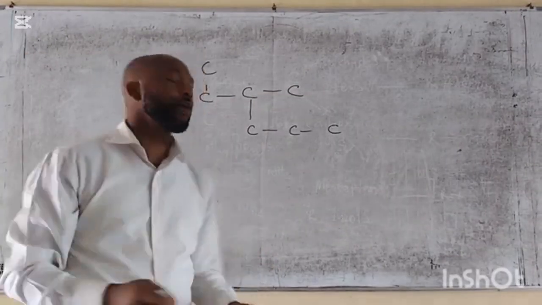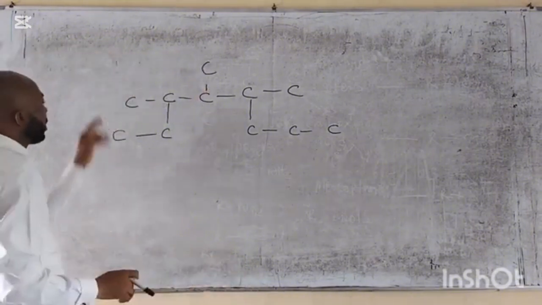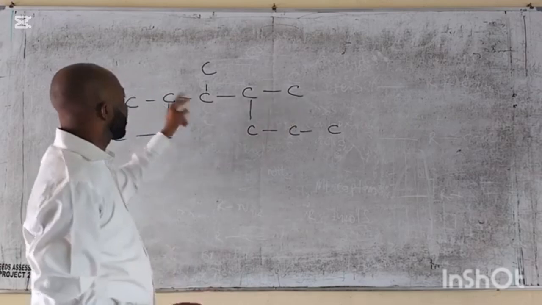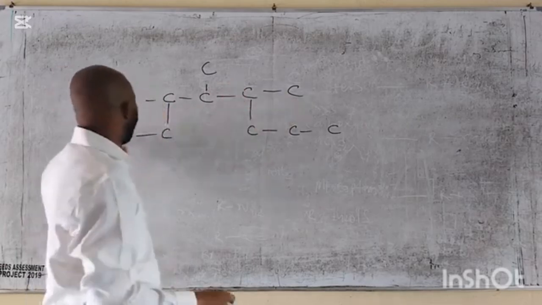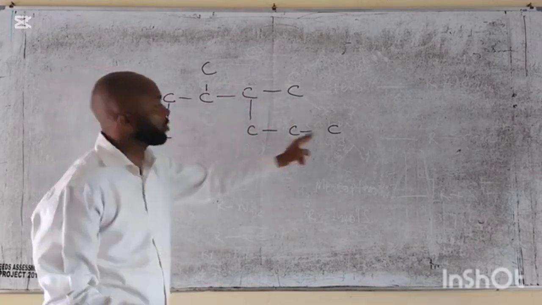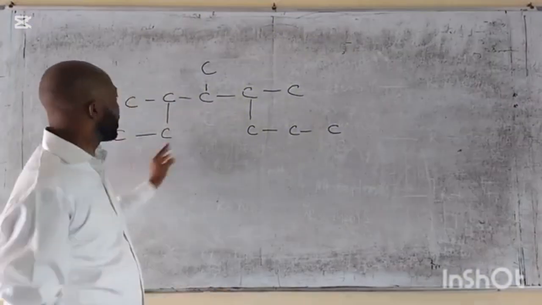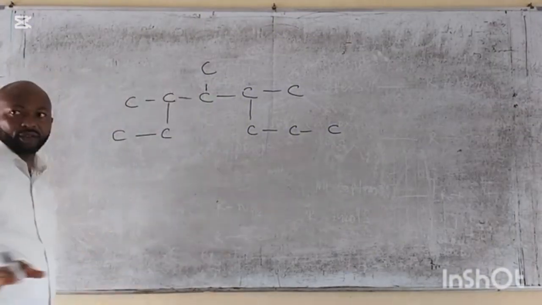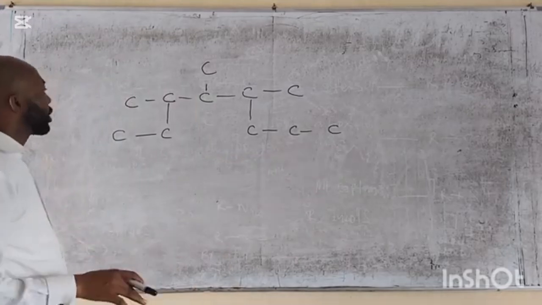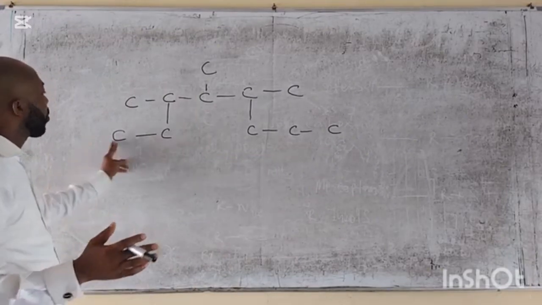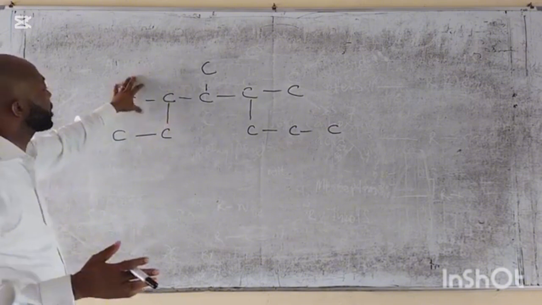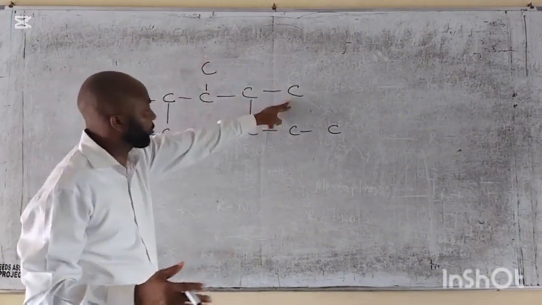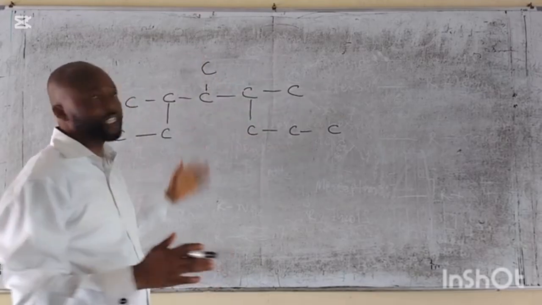Okay, from here we have to identify our parent chain. If we take here 1, 2, 3, 4, 5. 1, 2, 3, 4, 5, 6. 1, 2, 3, 4, 5, 6, 7, 8. So the longest chain is this. So 8 is octane. So we leave it at that. Now let us look at the substituents. 1, 2, 3. In 3 I have a substituent. 4 I have. 5 I have. And they are all methyls.